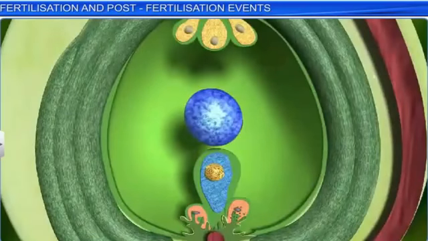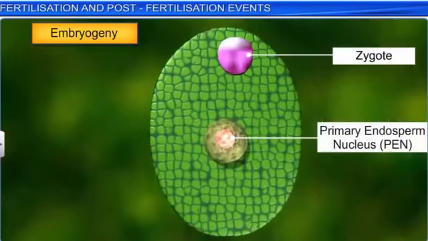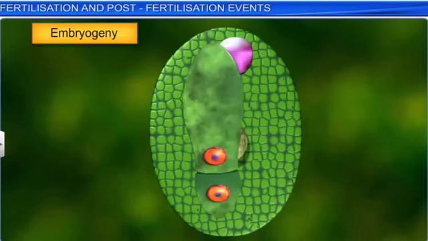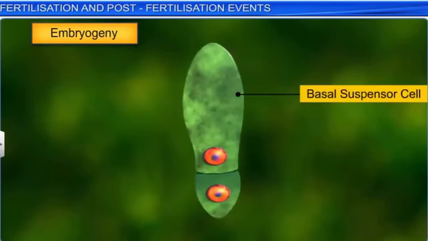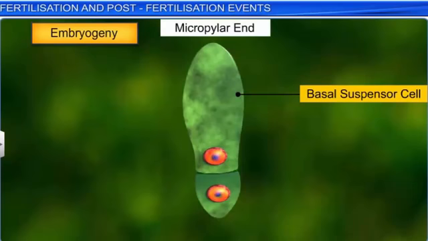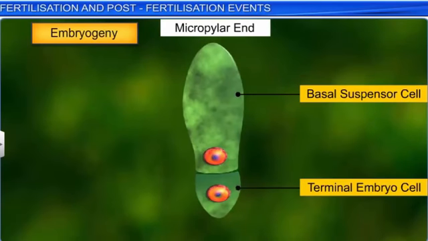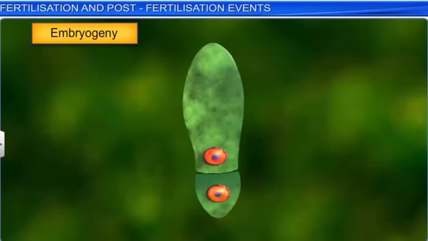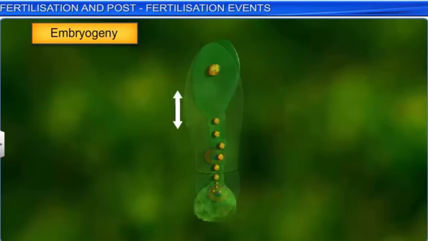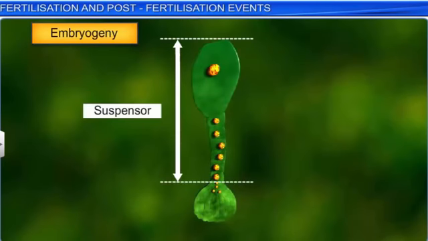Studies by botanists have revealed that during early embryogeny, the zygote divides into two cells: the basal suspensor cell towards the micropylar end and a terminal embryo cell towards the chalazial end. The basal suspensor cell further undergoes mitotic divisions and forms 4 to 8 cells which push the terminal embryo cell into the tissue of the endosperm to allow it to derive nourishment.